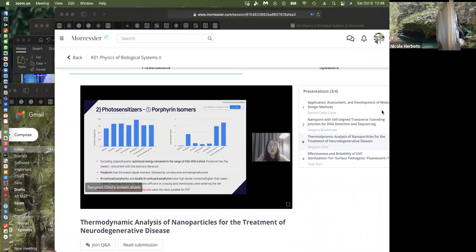Therefore, we concluded by observing the optimization energy and the dipole moments that porphyrin, corrphycene, and hemiporphycene were the most suitable to be used as photosensitizers.